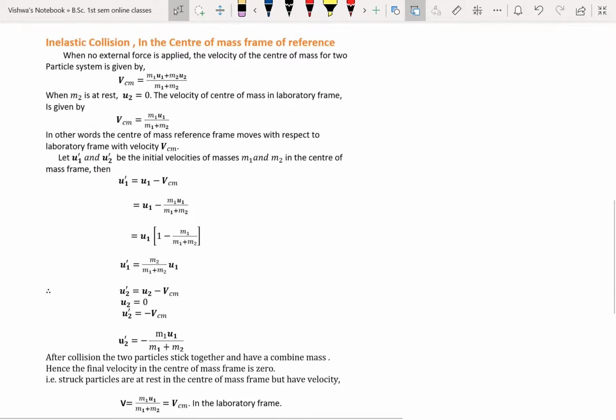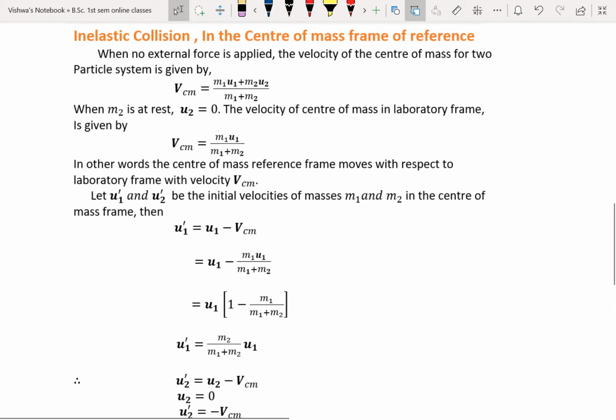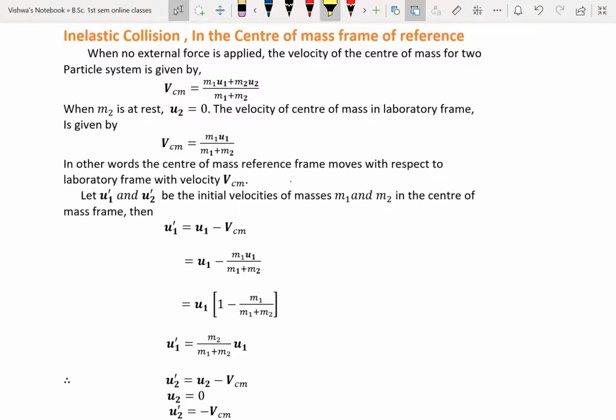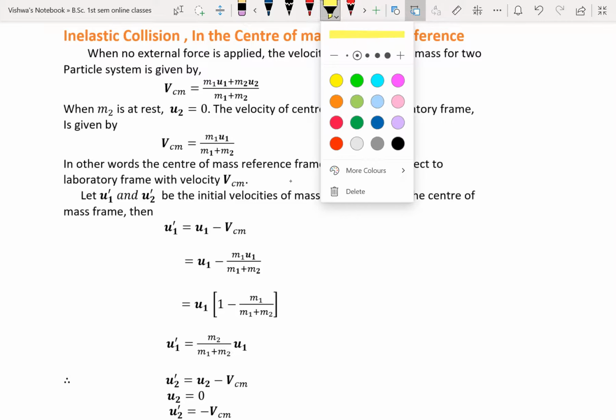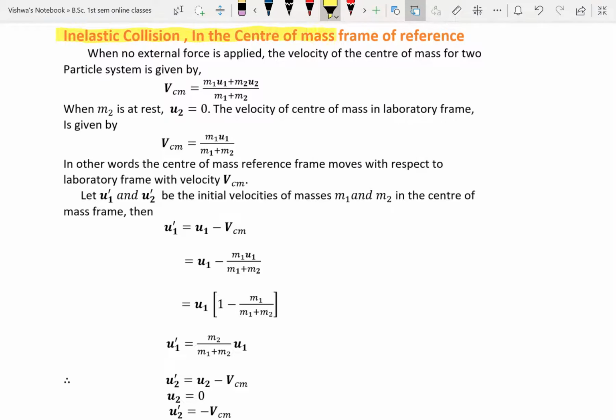So, inelastic collision in the center of mass frame of reference. No external force is applied. The velocity of the center of mass for a two particle system is given by V_CM equal to (m1 u1 plus m2 u2) by (m1 plus m2). This is the standard equation I already derived in the beginning classes. The velocity of center of mass is what? It is (m1 u1 plus m2 u2) by (m1 plus m2).